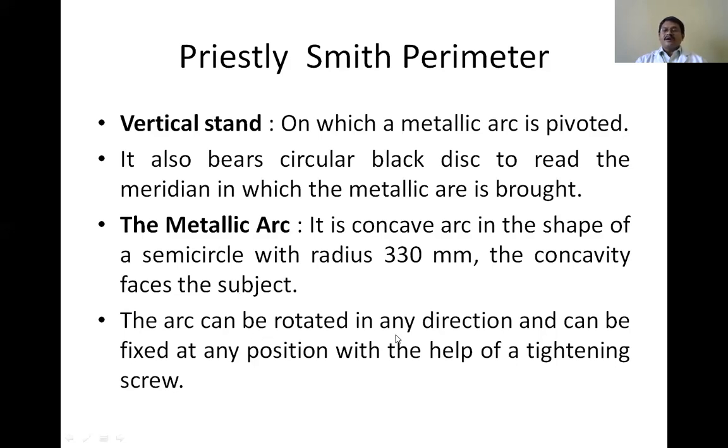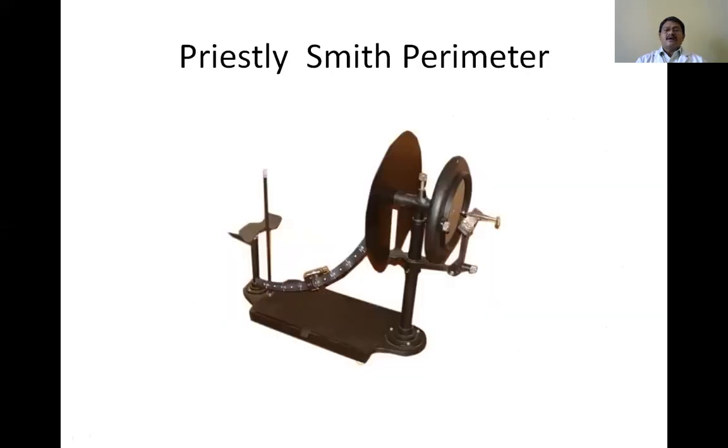The arc can be rotated in any direction and can be fixed at any position by tightening the screw. This is the arc of 330 millimeters, and we can fix it by the screw. If you tighten the screw, it will fix the arc in a particular position, so that you can rotate the arc. It has markings from 0 to 90 degrees, and this scale also has the marking of 0 to 90.